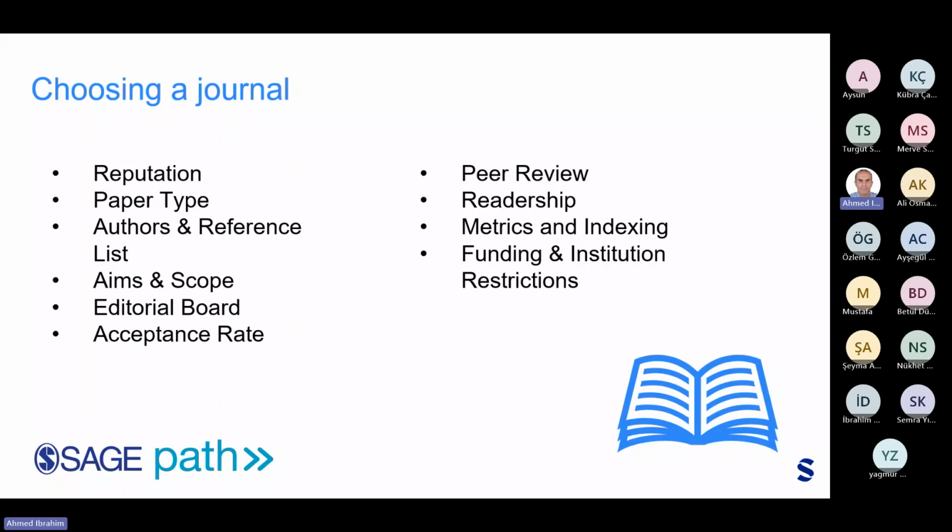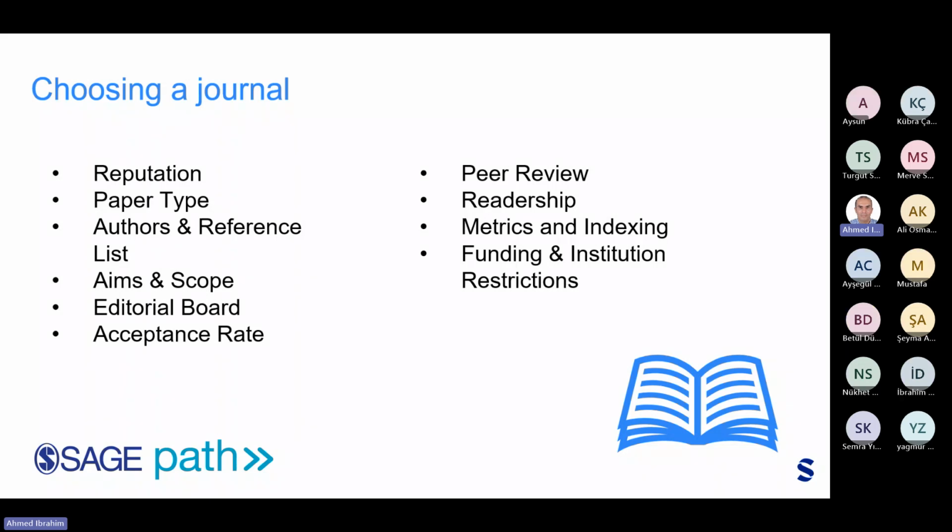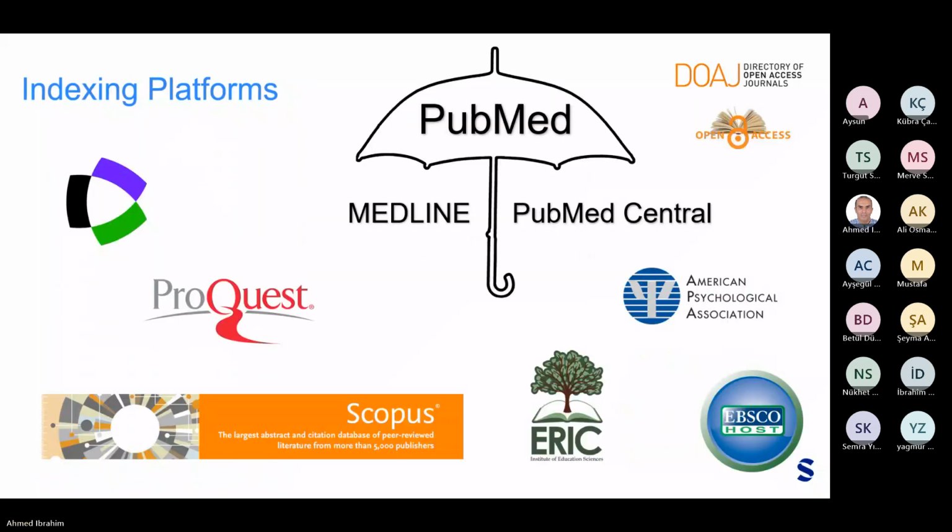So in choosing the journal, we think about the reputation of the journal, paper type, aims and scope, acceptance rate, peer reviewers, the readership, and also metrics and indexing platforms. As long as the journal is indexed in many platforms, it gives strength to the journal. Your article should also comply with funding and institution restrictions.